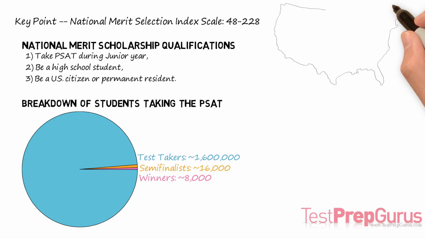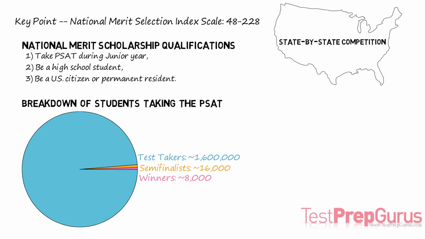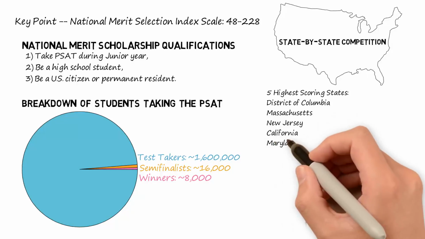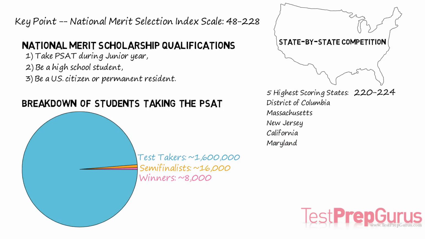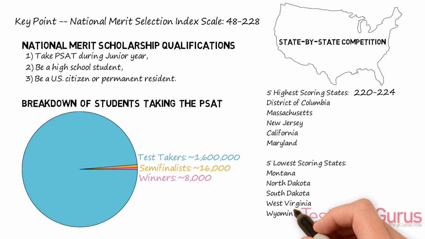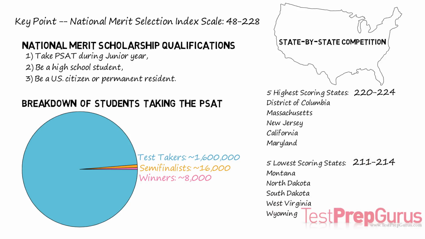Key point, this is a state-by-state competition, and the barriers to entry vary considerably from one state to another. Notice that the 5 highest scoring states typically see cutoffs ranging from 220 to 224, while the 5 lowest scoring states typically see cutoffs that are 10 points lower, which is a considerable difference.